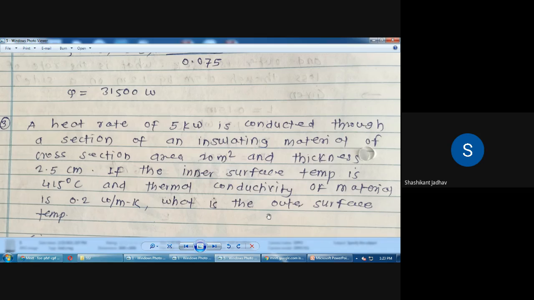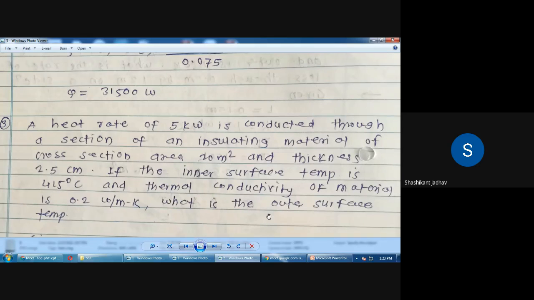A section of an insulating material of cross section area 20 meter square and thickness 2.5 centimeter, full stop.